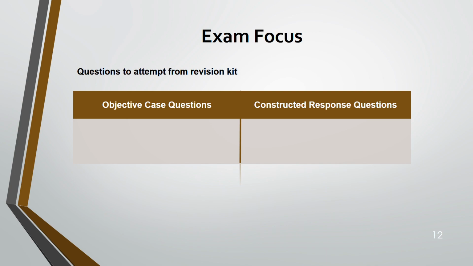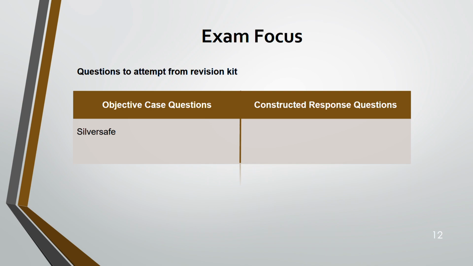So now, questions to attempt from your revision kit. We are not talking about Section A because Section A is of the whole syllabus. That is your objective test questions. Four responses will be given to you and you have to select the right one. Select one or two answers, or tick one, or put it in the correct box like that. But we are focused on questions from Section B and Section C of your exam. That is objective case questions and constructed response questions.